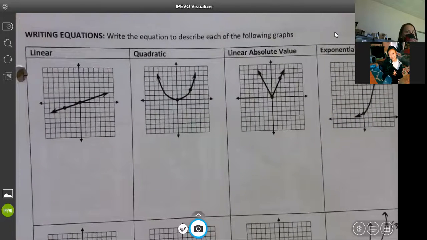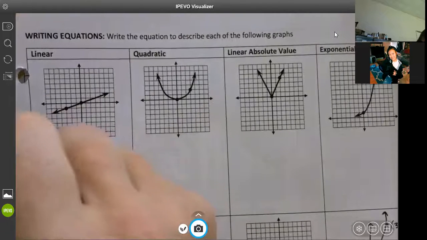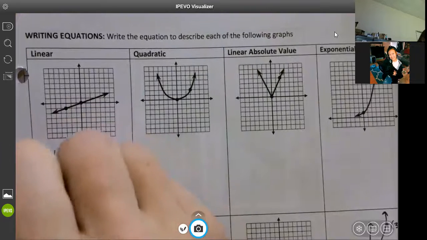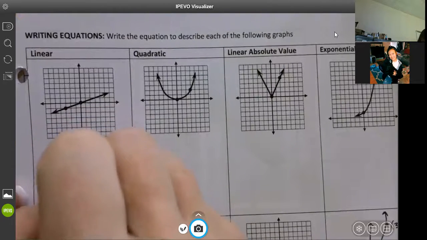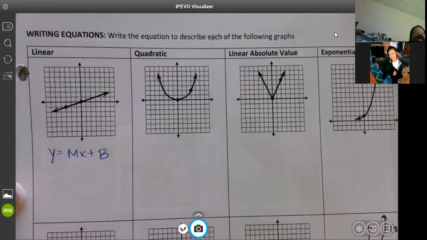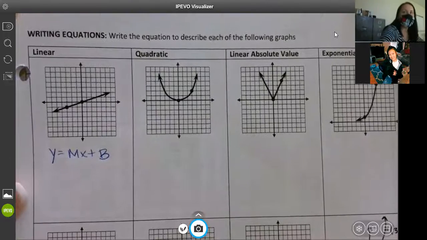So to write equations, we're going to write the equation for each one. Linear is the easiest one. Remember, to write linear, you need the slope and the y-intercept. That's all you need, okay? So we're going to write y equals mx plus b. And again, slope and y-intercept is all you need.